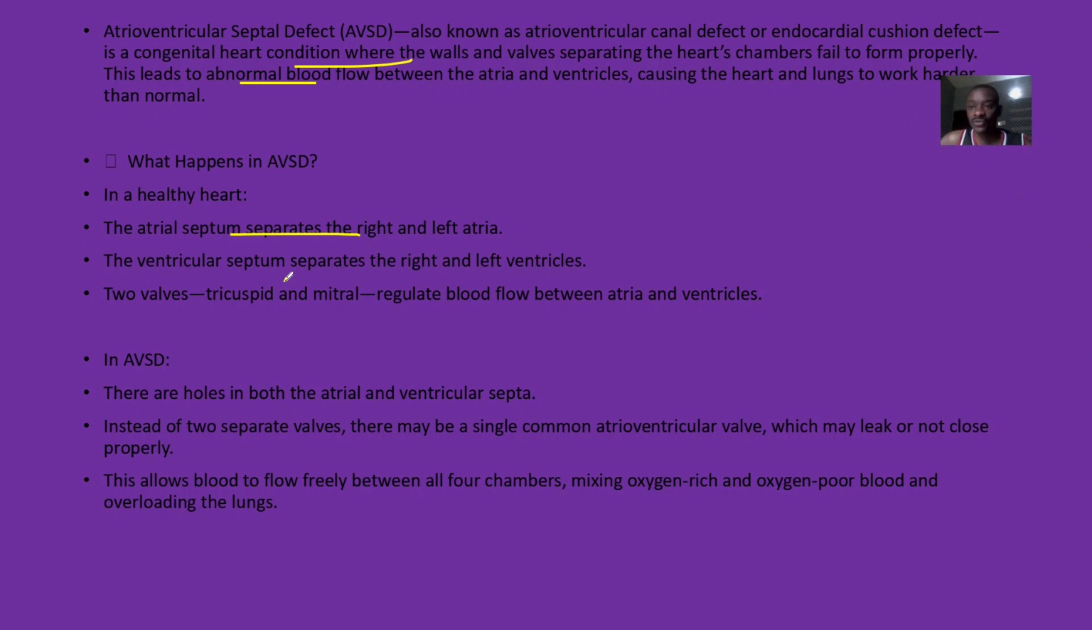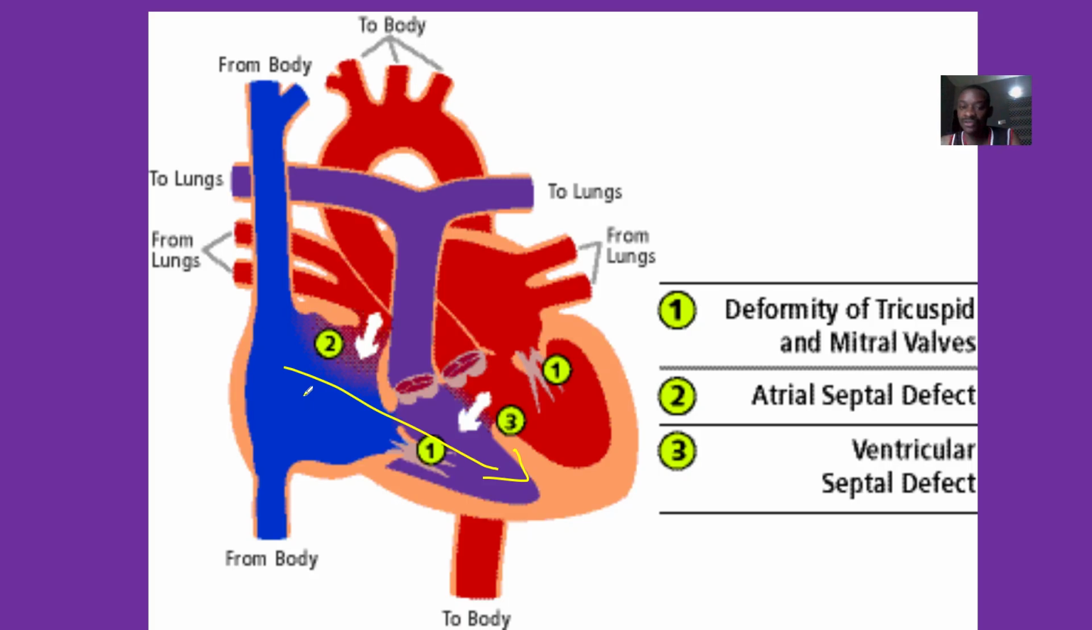So they always have two valves. So the two valves regulate the blood flow. The blood flow should only be one way, from top to down. Okay. You shouldn't move from down to top again. Okay. So in atrioventricular septal defect, there are holes in the septa. That's the fence between the atria and the ventricles.